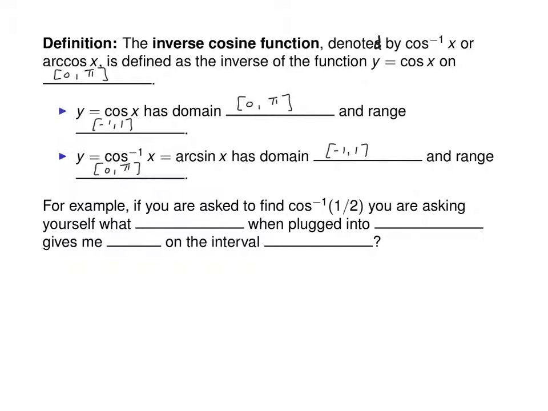Okay, and the same kind of thing. If you're asked to find cosine inverse of 1/2, you're asking yourself what angle, when plugged into cosine, gives you 1/2 on the interval from 0 to pi. 0 to pi is such a habit. So what would that be anyway? When would the cosine be 1/2? Would it be pi thirds or pi sixths? That'd be pi thirds.